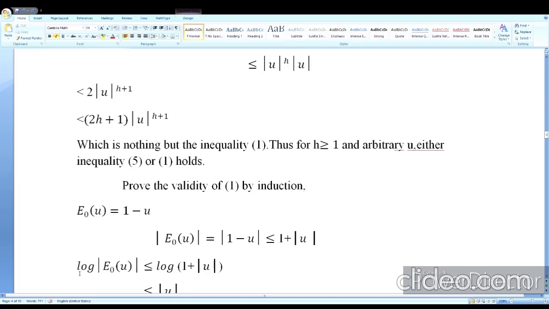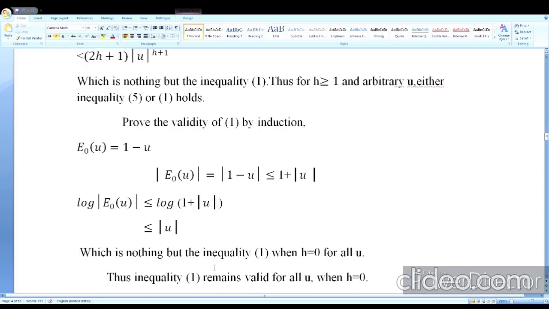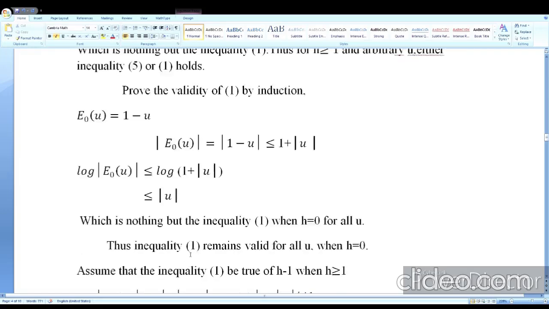Take log. Log modulus of E_0 of u is less than or equal to log of (1 plus modulus of u), which is less than or equal to modulus of u, by taking the first term in log, which is nothing but inequality 1 for h equal to 0 and for all u. So inequality 1 is true for h equal to 0.